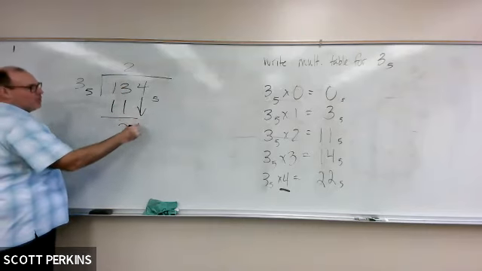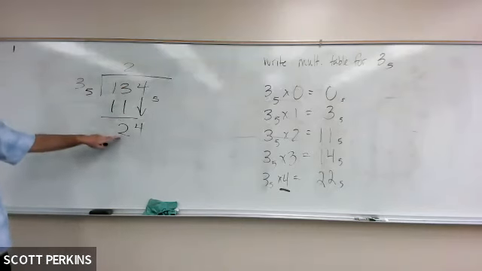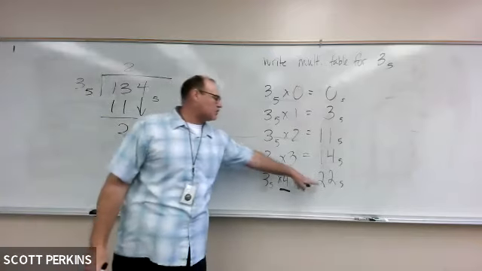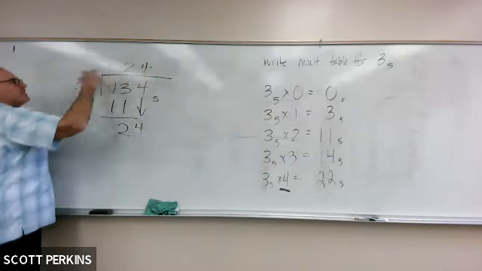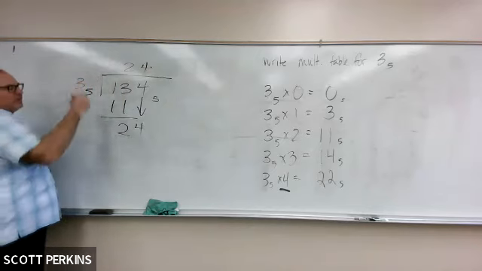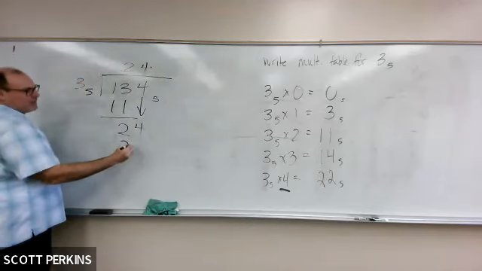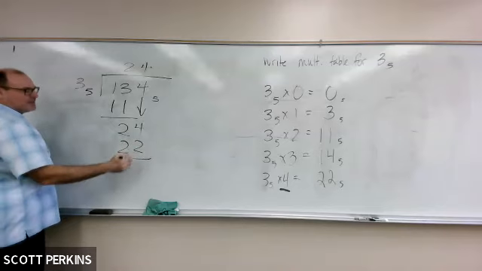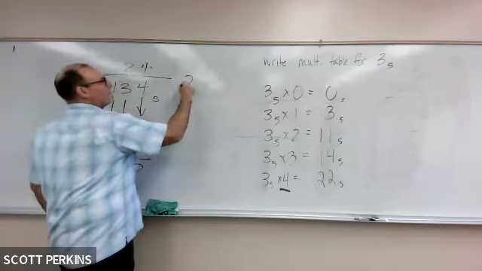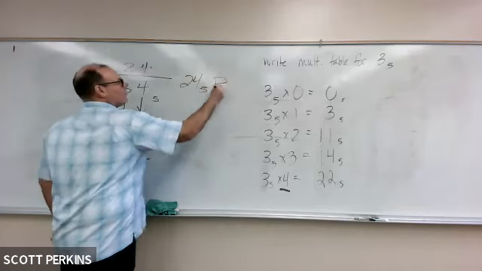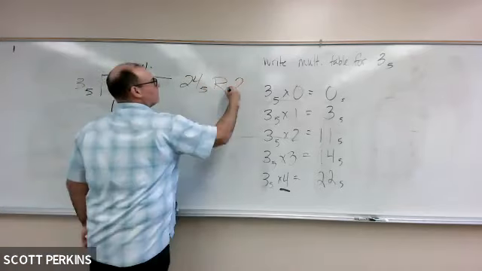I bring down the 4. And now how close can I get to 2, 4? Well, that is going to be 2, 2. So I multiply by a 4 up here. 4 times 3 is 12. 12 is 2 full groups of 5 and 2 left over. And again, I subtract and I'm left with 2. So my answer is 2, 4, base 5 with a remainder of 2.